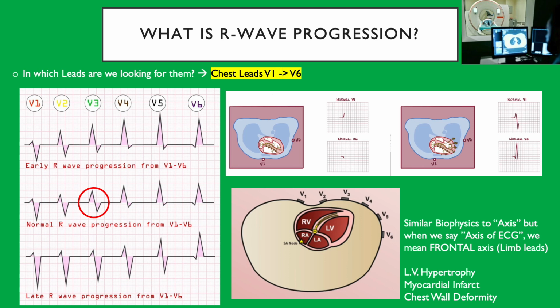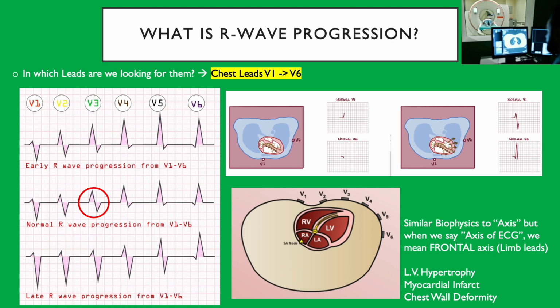And the 50-50 should be at V3 or V4. It should be somewhere here, V3, V4, usually V3. That's your 50-50, so it's 50% positive, 50% negative, okay? Here the 50-50 is in V2, yeah? So it's called an early progression. And here the 50-50 is in V5, so this is a late progression, okay?